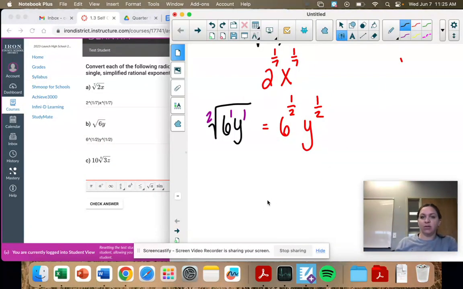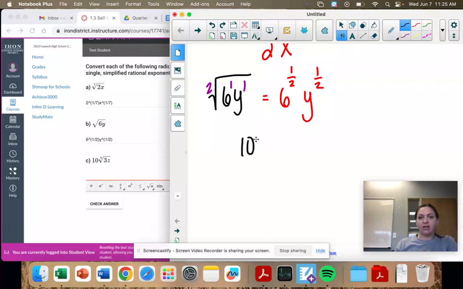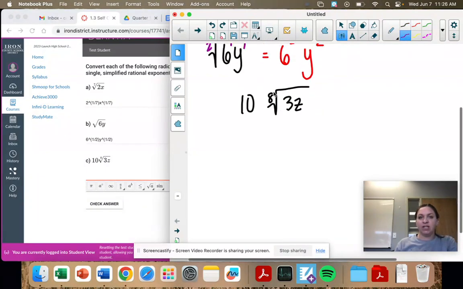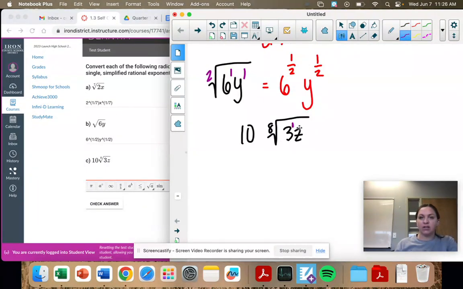Let's do the third one. We have 10 and 3z. So this one we do have an index, it's 8, and then our powers here are 1. So I'm going to rewrite these, and then we have 10. I'm going to just bring it down. This is 10 being multiplied by this. So we have 10 times 3 to the 1/8, and then z to the 1/8. And that 10 is being multiplied to both of these.